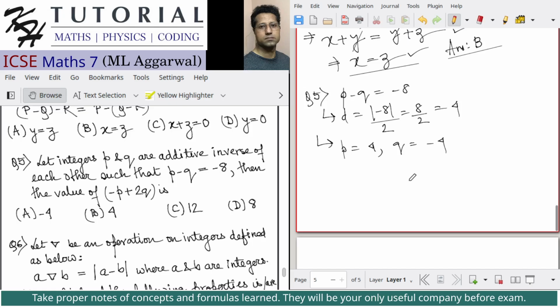Now you should always verify whether p minus q is coming out right. Obviously 4 and minus 4 are additive inverses of each other, that is fine, but I also need to verify that p minus q is coming out to be minus 8. So p minus q, as you can see, is coming out to be 4.